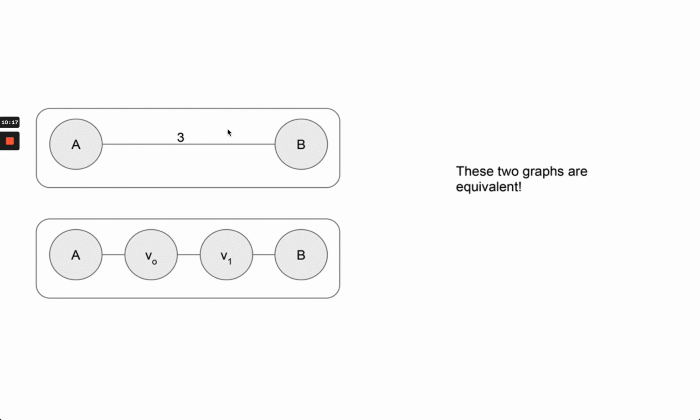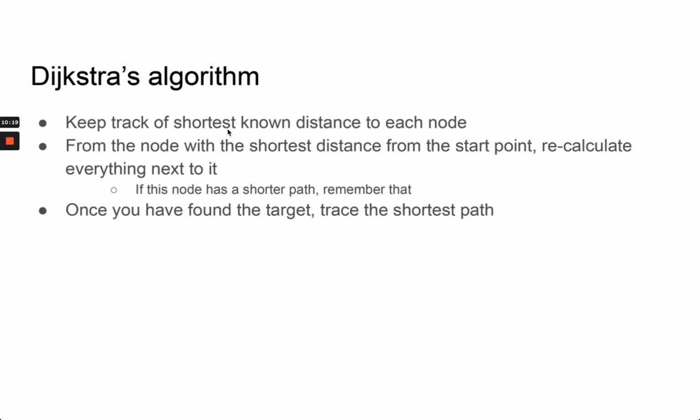So let's talk about Dijkstra's algorithm, which is the most famous algorithm for finding the shortest path from A to B in a weighted graph.